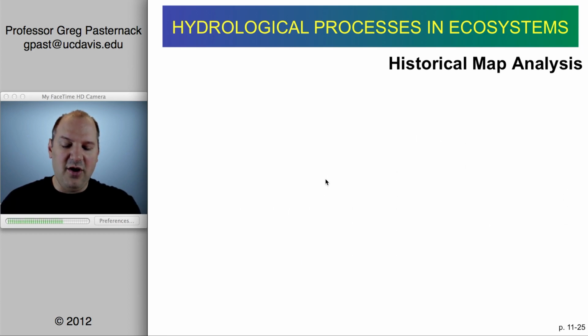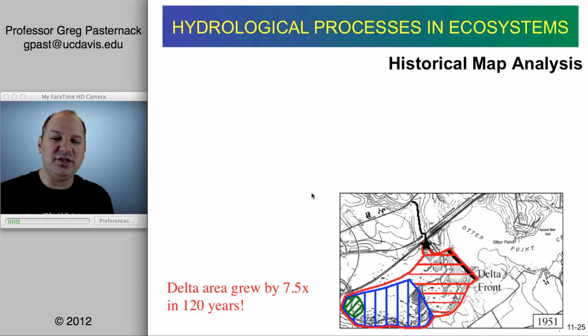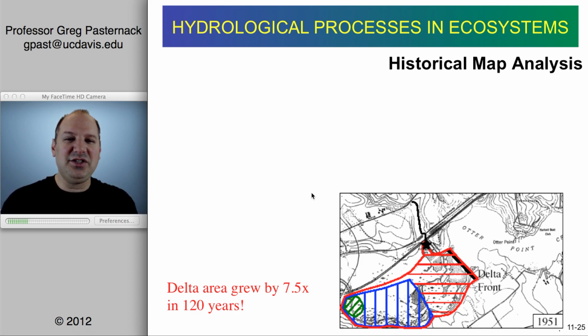And then by the time you go from 1922 to 1951, just 30 years, barely even 30 years, the wetland has grown again, and now it's overwhelmed the Haha Branch and is prograding farther out into Otter Point Creek. So going from the small green area to the red area, we're talking about growing an area by a factor of 7.5 in just 120 years. That's a really significant change. And you just think about what that means.